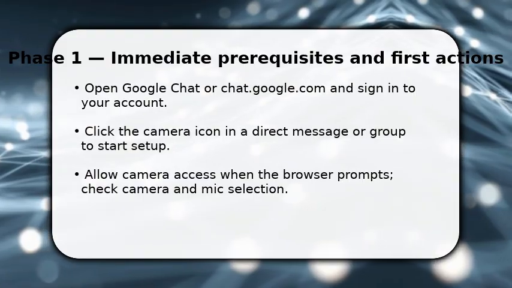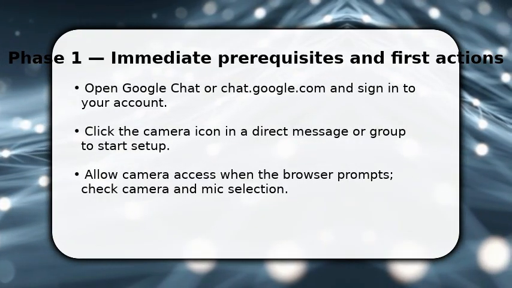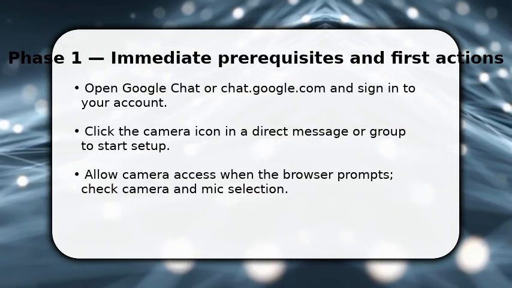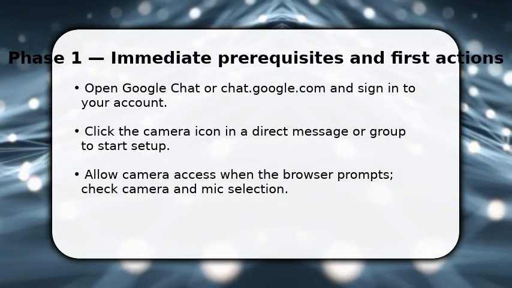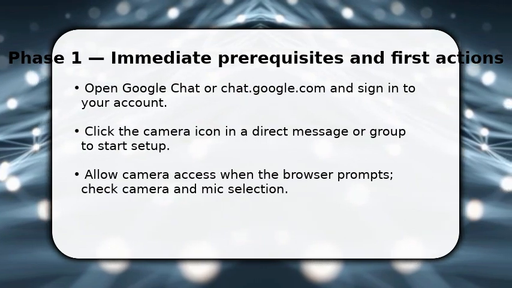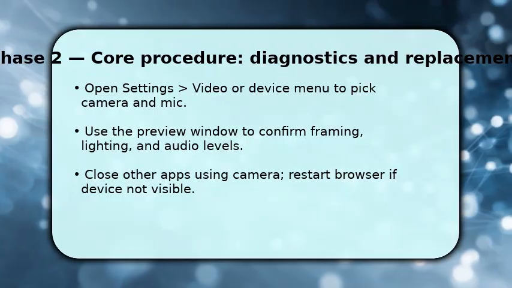Once done, make sure the correct device is selected from the camera menu. Built-in webcams versus external USB devices may appear, so choose the one you want, and give it a second to initialize before moving on. Now focus on device selection and preview so your video looks and sounds right.